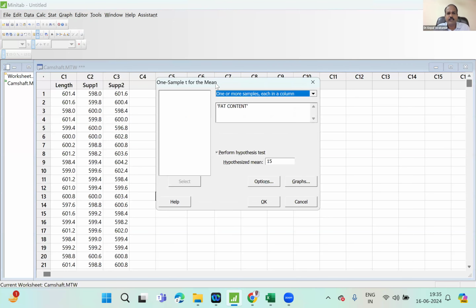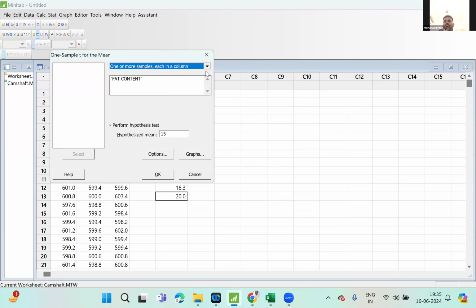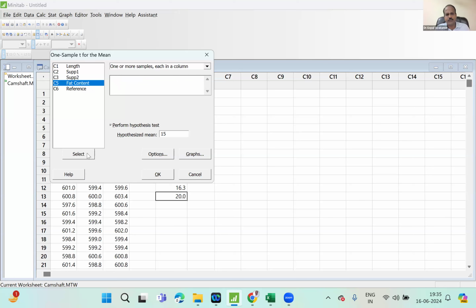So click this. And now how do you have your data? You have arranged your data in a single column, right? So select that, and then click in the center white box. Now you have to tell which column contains your data. C5 contains your data, so click and select. Now you have to tick here, perform hypothesis test.